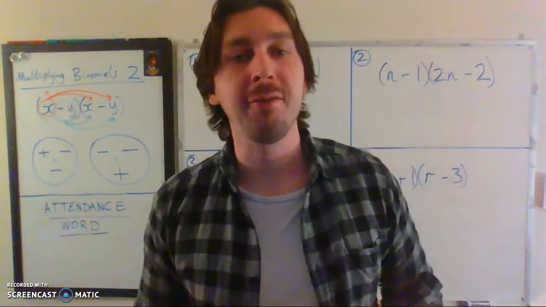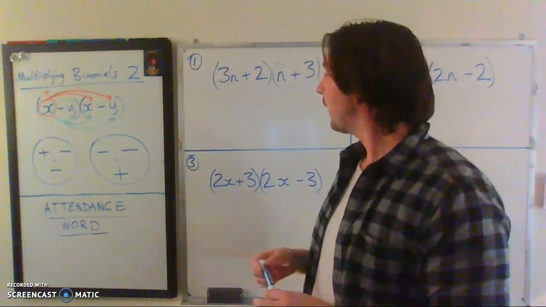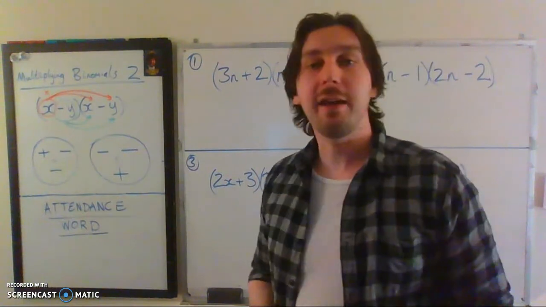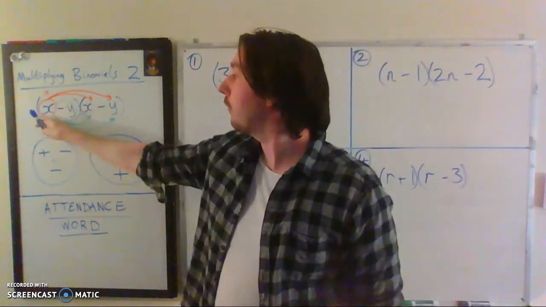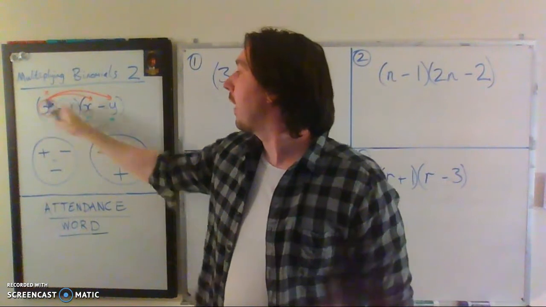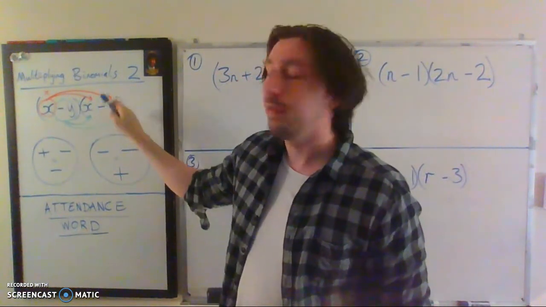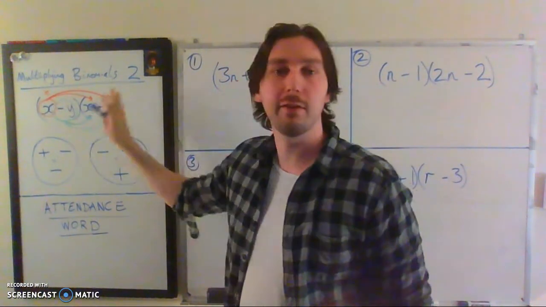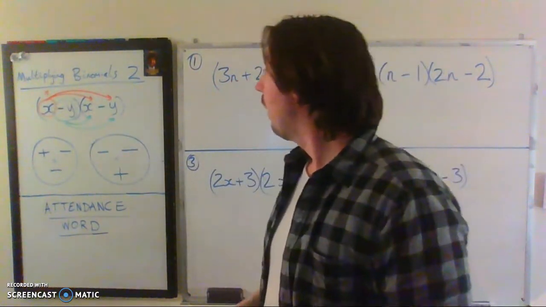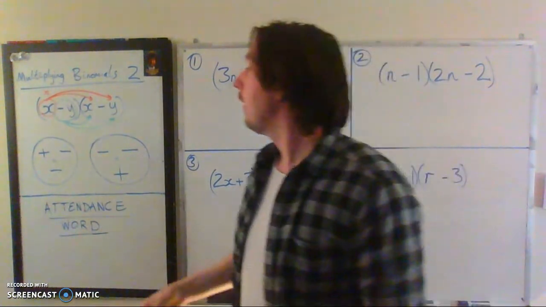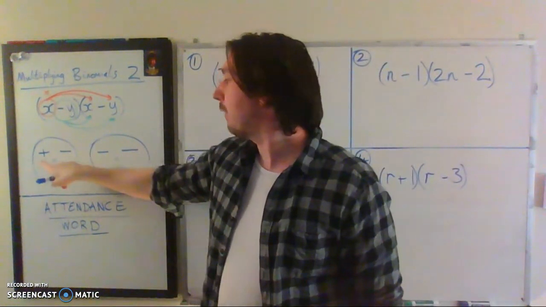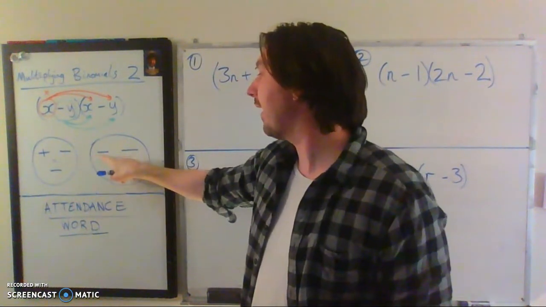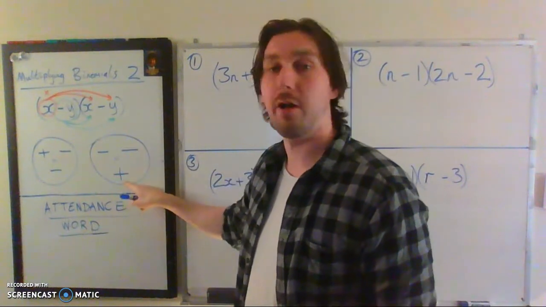We're multiplying binomials again. This time there's going to be some with negatives in them though. Same idea. So you take the first thing and you multiply it by both of the others in the bracket over there, and then the second thing multiplied by both of those things in the other bracket. Remember while you're doing this, if you multiply a positive and a negative, you get a negative. If you multiply a negative and a negative, you get a positive.